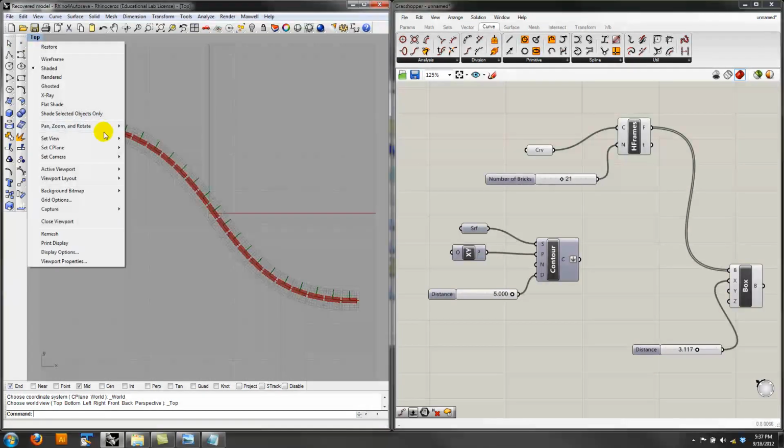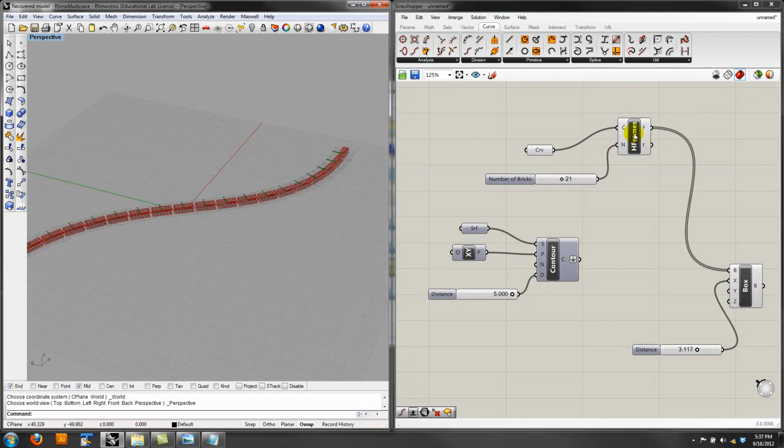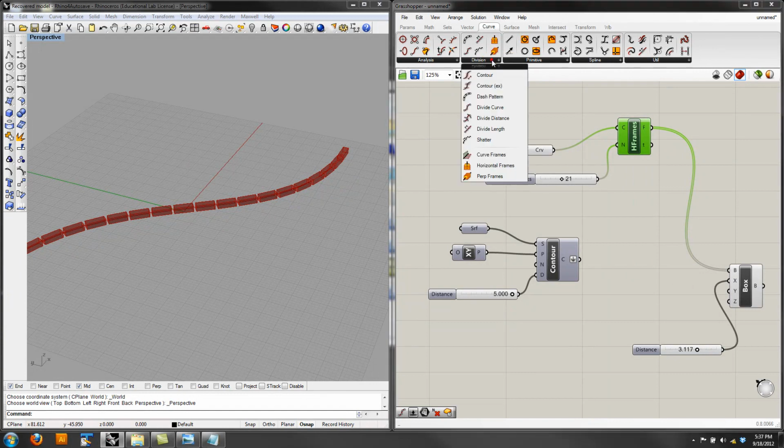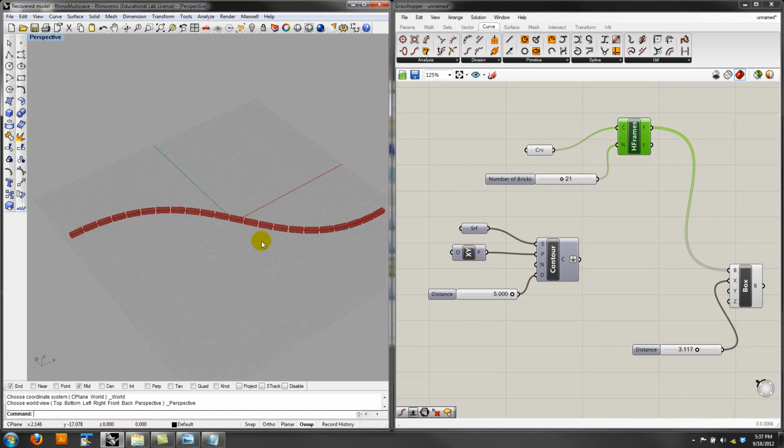So the horizontal frames is really useful for this kind of thing. And there's perpendicular frames, which is the same idea. It's going to adjust with the flow, only the planes that it generates are perpendicular to it. So it's really great for a horizontal loft kind of form. If you want to rotate a cross section through something, you can experiment with that later.